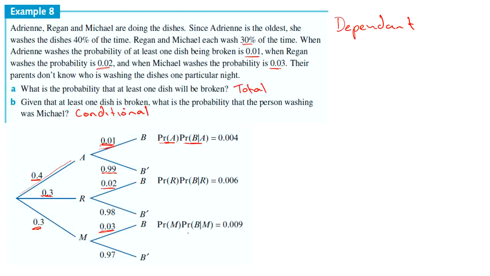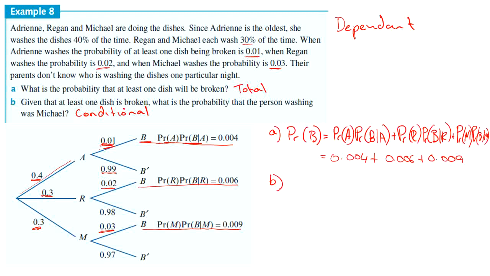So what is the probability that at least one dish will be broken? So these 3 are the times when a dish will be broken, and so we can just add all of those together to get the probability of a dish breaking.